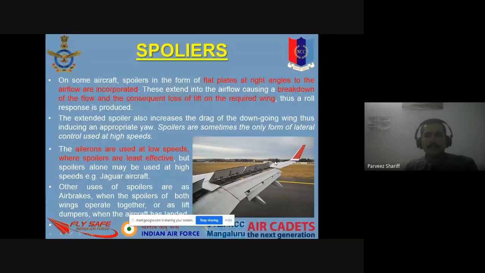In the commercial aircraft, you can see the slats, we call them spoilers. The spoilers will be opened like this after landing. Immediately after landing, what happens? After touchdown, these spoilers get opened. These are called spoilers. That will increase the drag.